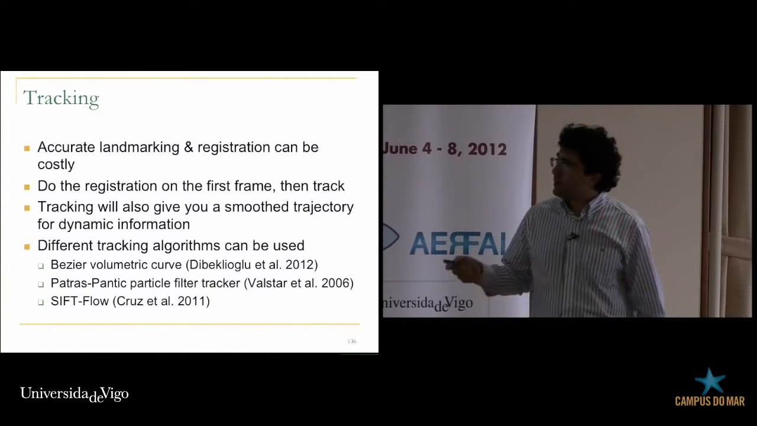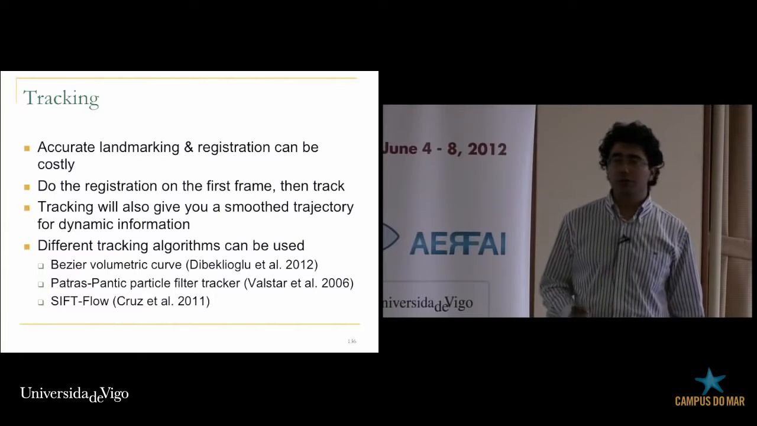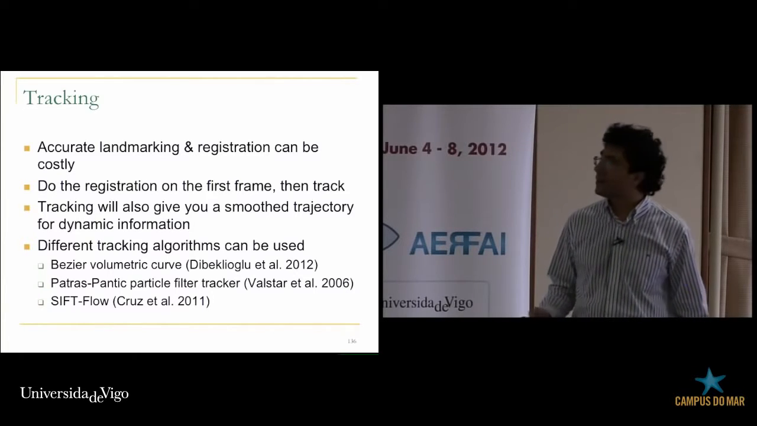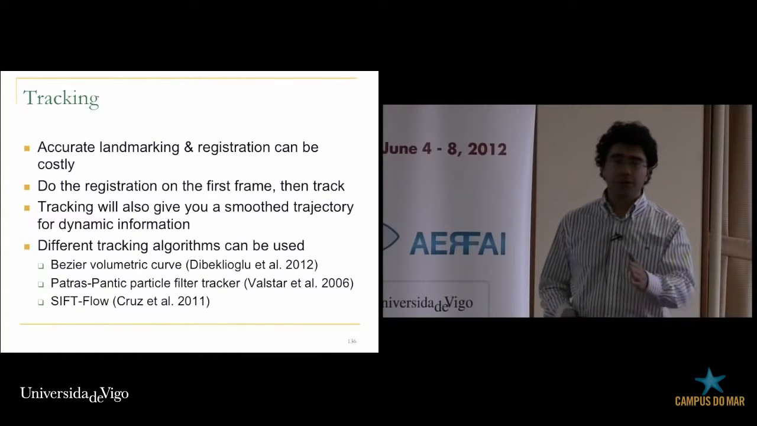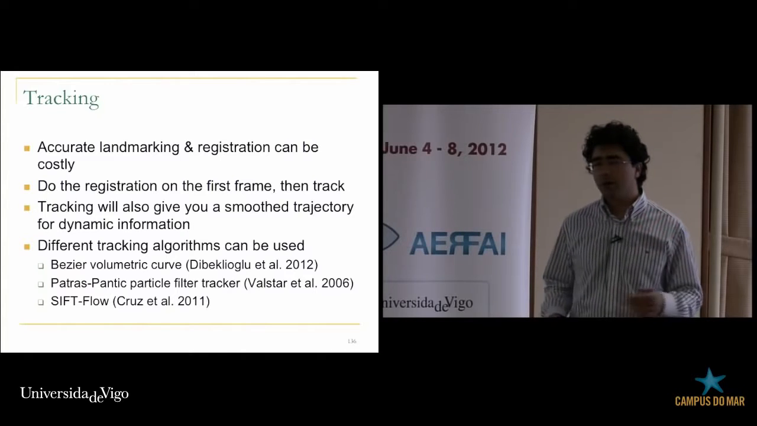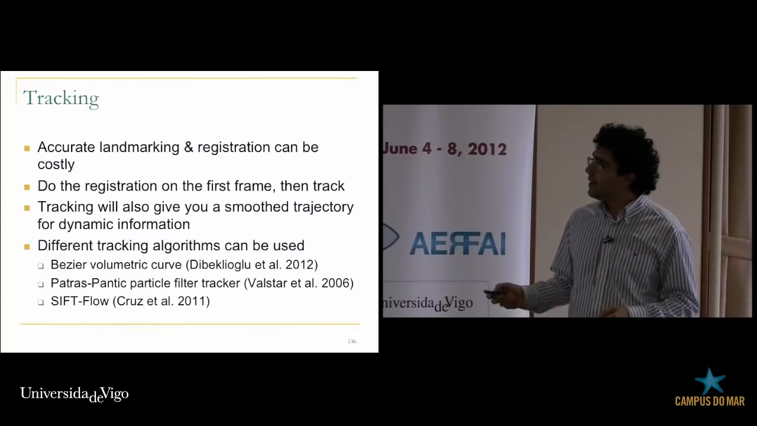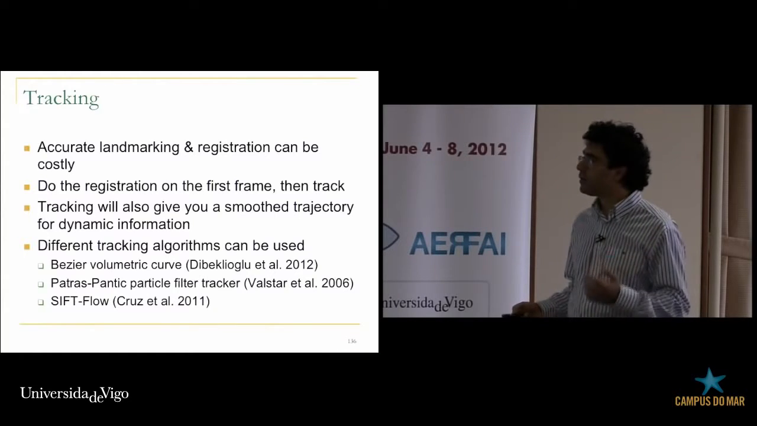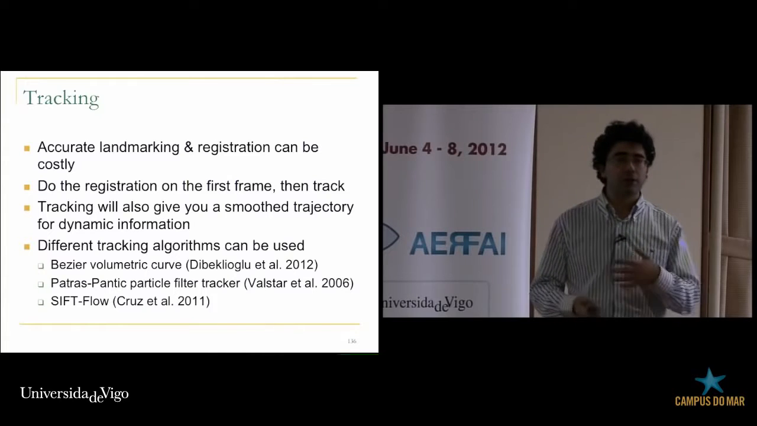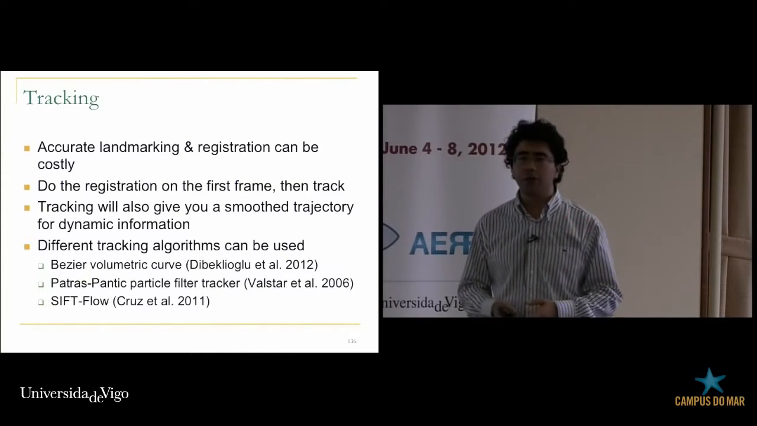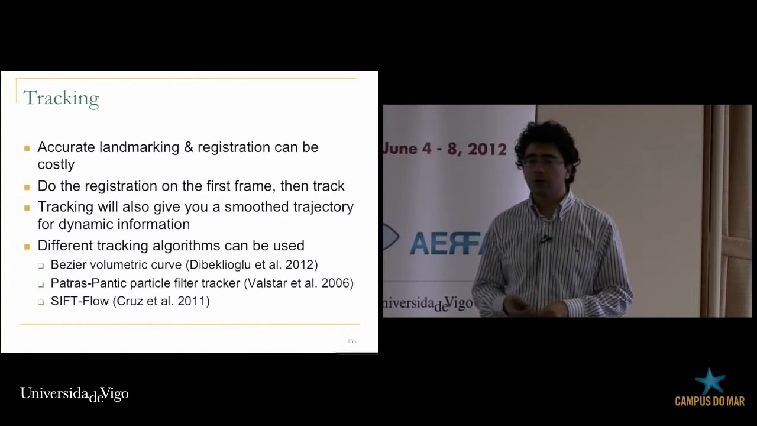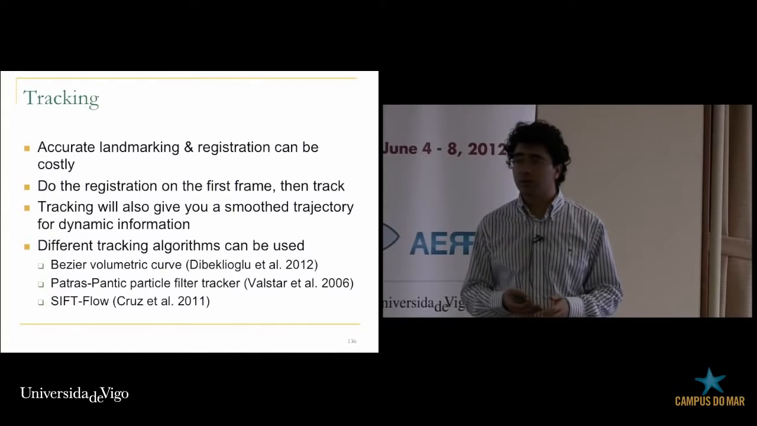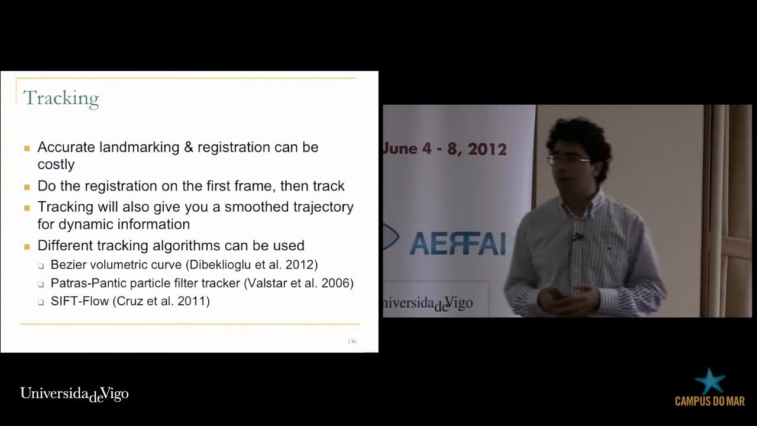So tracking is one of your tools that you use if you're doing the temporal analysis. Accurate landmarking registration is usually costly, so you do it on the first frame if you have a first frame. Otherwise, you have to do it every time you lose your tracking. And then you track your facial points, which will give you a smoothed trajectory, and then you can apply some temporal methods, like you can use HMMs, you can use recurrent neural networks, you can use newer variants of recurrent neural networks, like long short-term memory neural networks.